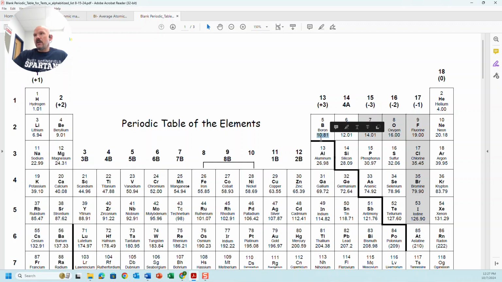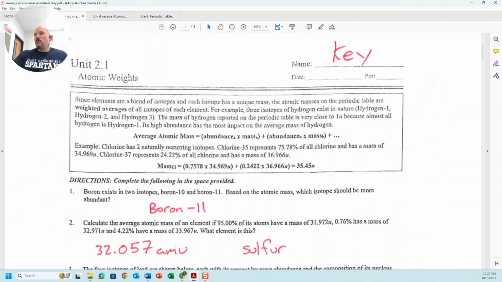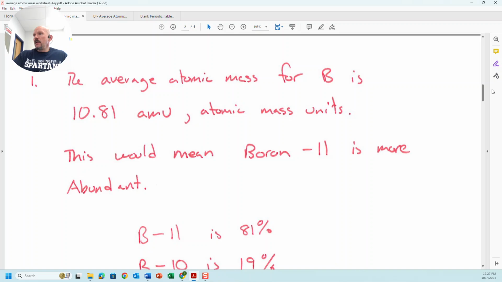Well, boron's average atomic mass is 10.81. That's closer to 11 than it is to 10. And so therefore, boron 11 would be the most abundant. Now, if we needed to explain that a little bit more, it would be the average atomic mass of boron is 10.81.